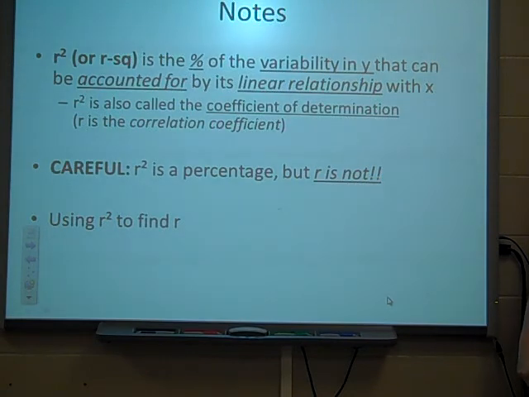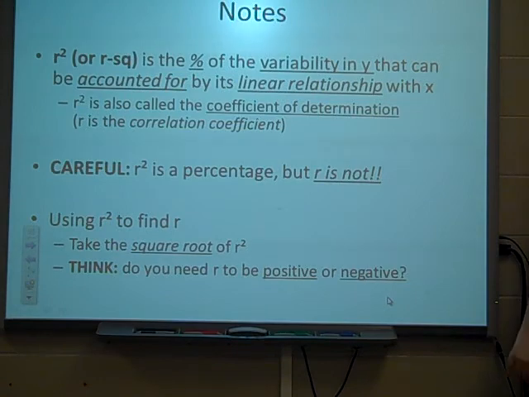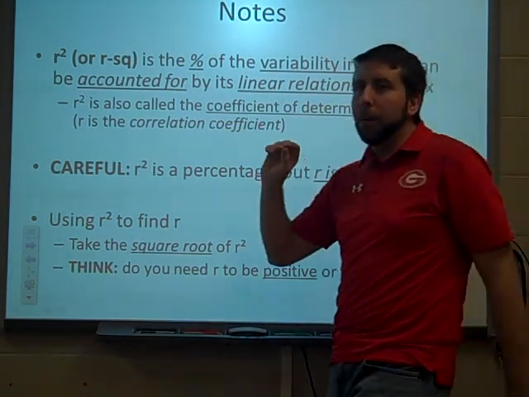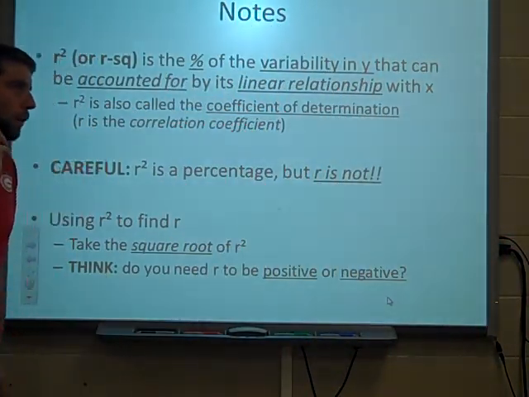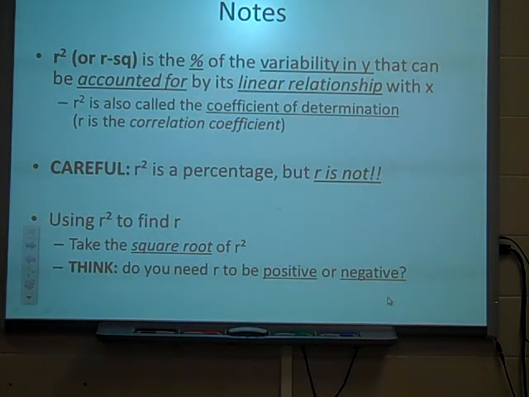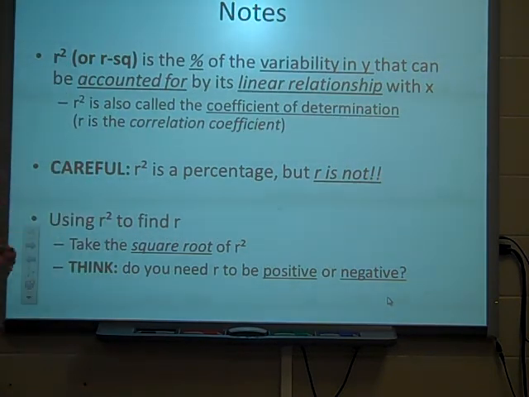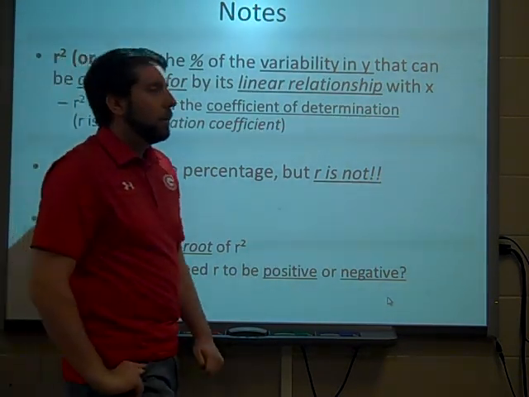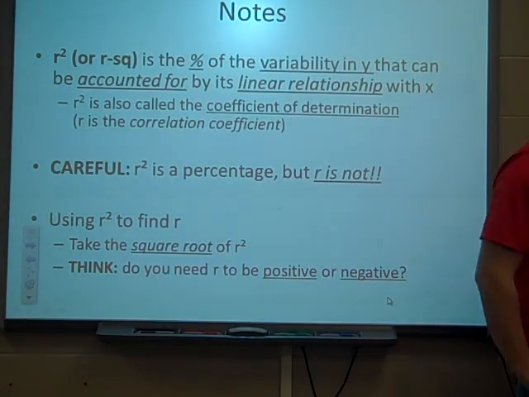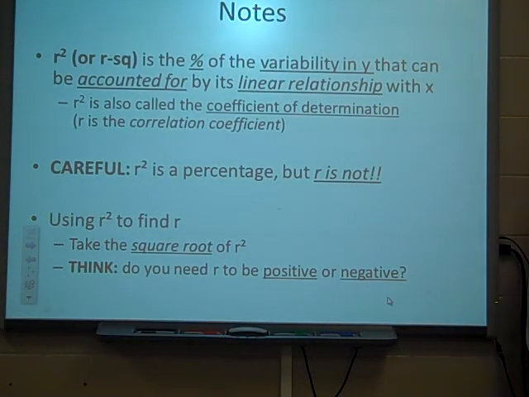Then using R squared to find R, we talked a little bit about this. Obviously take the square root. But then you have to think, does R need to be positive or negative? Your calculator won't tell you. It'll give you a positive answer every time. You have to use your head to figure out, is R supposed to be positive or is R supposed to be negative? So that's your job. The calculator will not do that for you. It can't. It doesn't know. You have to figure out, do I need a positive or a negative R in this situation?